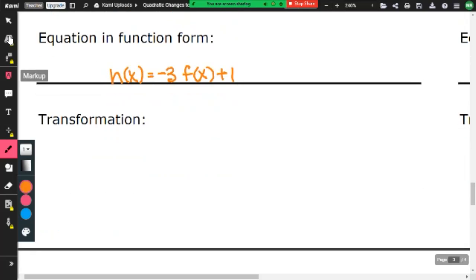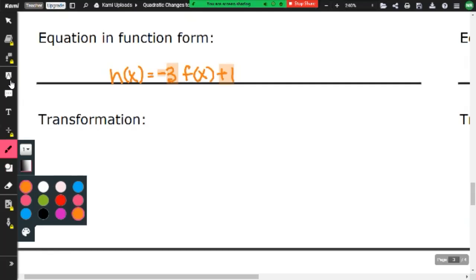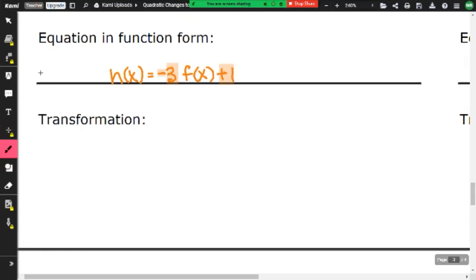So to describe the transformation, we're going to have to describe 3 different things. The negative is a different type of transformation than having that 3. And then 1 obviously is separate. But negative and the 3, you have to view those separately. A is responsible for 2 totally different transformations. First of all, what does the negative do to the parabola?